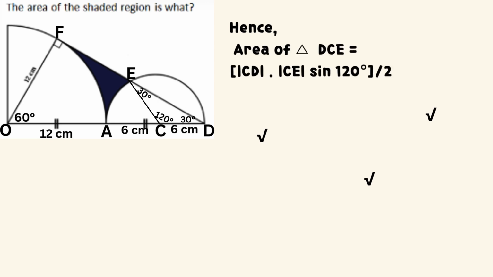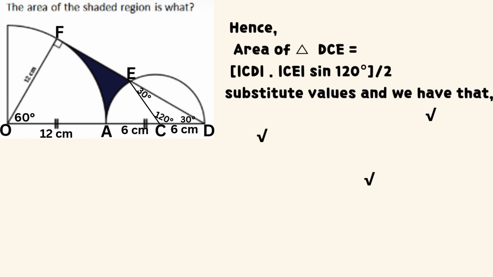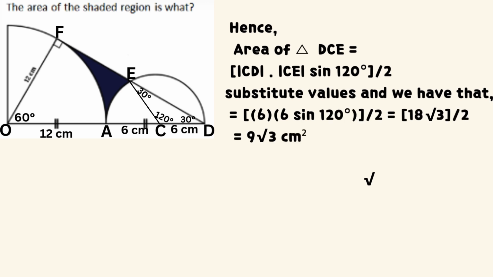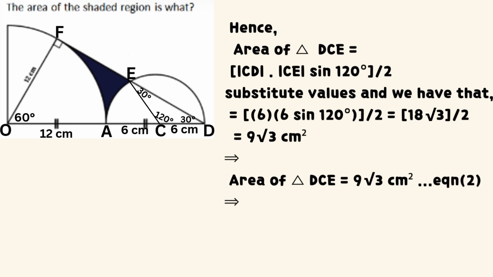Hence, area of triangle DCE equals half the product of line CD and line CE times sine 120 degrees. Substitute values and we have that area of triangle DCE equals the product of 9 and the square root of 3 in square centimeters. After simplification of values, we call this result equation 2.